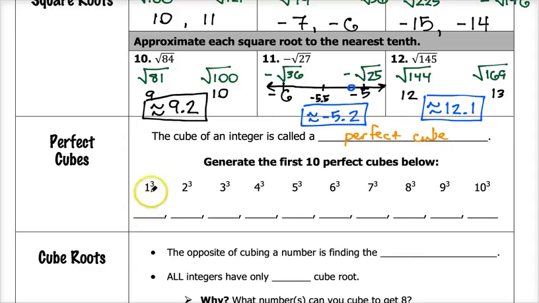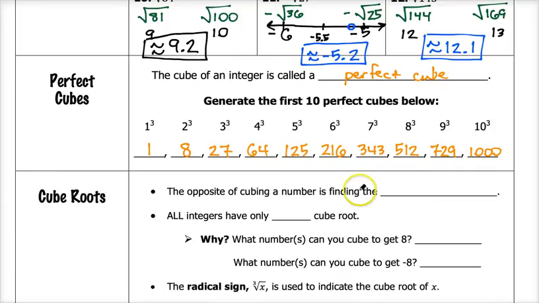1 cubed, or 1 to the third power, is 1. 2 cubed, or 2 to the third power, is 8. 3 cubed is 27. 4 cubed is 64. Then we have 125, 216, 343, 512, 729, and 1000. Okay, so these are the first 10 perfect cubes.